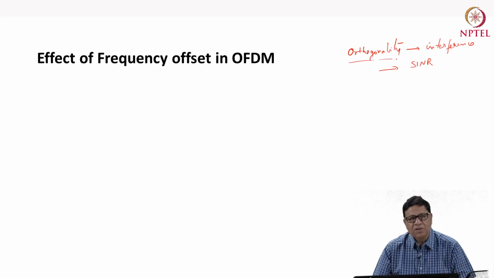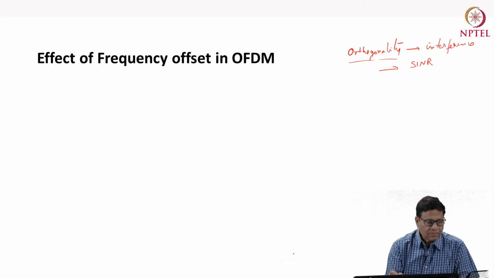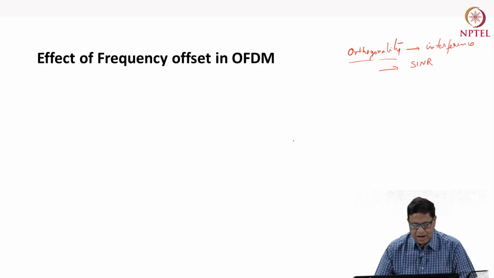The moving of the user is not an issue in an indoor optical wireless communication system. So basically the offset may occur because of an offset in the local oscillator frequency at the receiver. So let us try to calculate what the signal to noise ratio will be when there is a frequency offset.